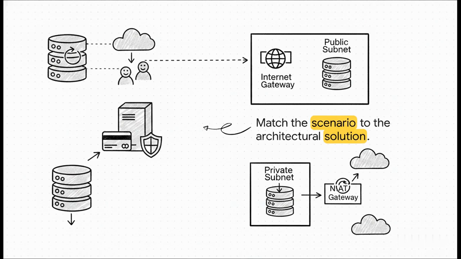Simple. But what if you have a highly sensitive database holding customer credit card info? You definitely put that in a private subnet. And if that secure database needs to download a software update from the internet, you use a NAT gateway to fetch it safely, making sure you aren't exposing that database to incoming hackers.